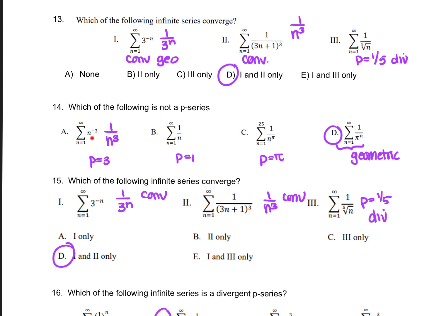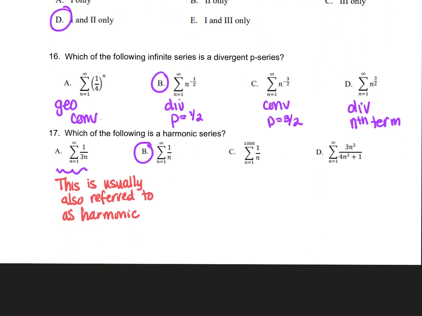So same thing, bringing this down, p equals 3 converges, p equals 1 diverges, p equals pi, that converges. This one's not a P-series, this one's geometric. Notice that the n is in the power, not in the base. Same thing here. I think this is the same as that problem. I just kind of accidentally typed it twice, or I saw it at 2 different places and didn't notice it.